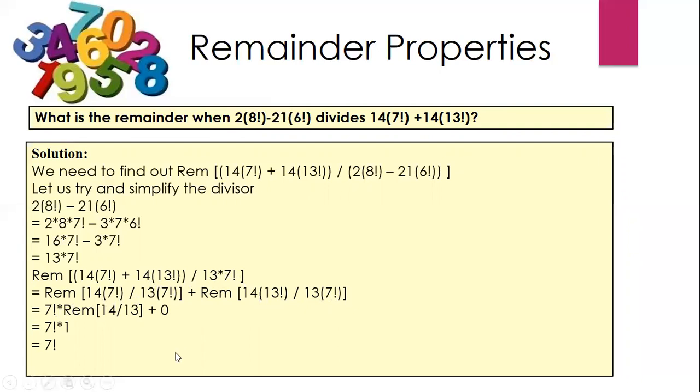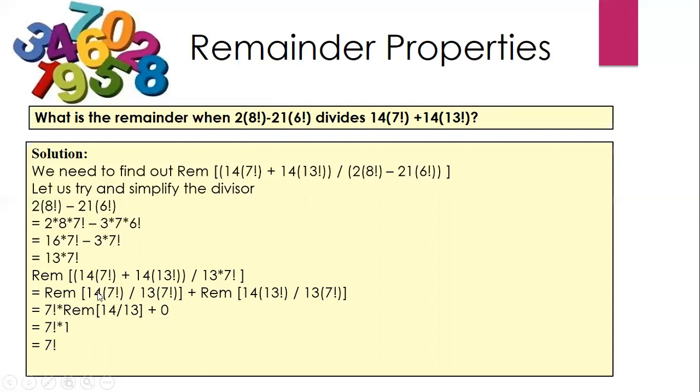So 13 will be cancelled, and apart from that the 7 factorial will also get cancelled. Which means this number is exactly divisible by this number, so the remainder is 0. Here 7 factorial we can cancel or take commonly outside. So we'll get remainder of 14 by 13. 14 by 13, the remainder is 1. So 7 factorial into 1 plus 0. So our answer is 7 factorial.